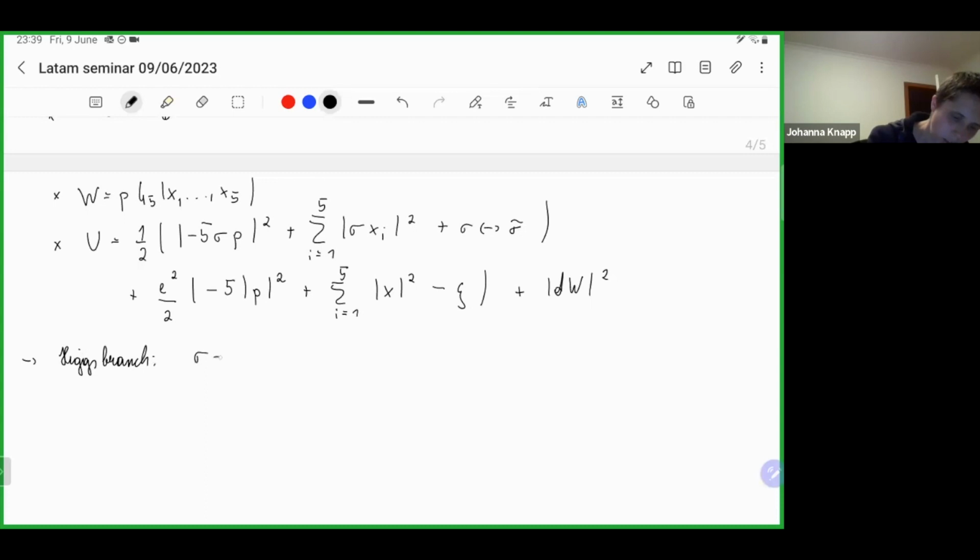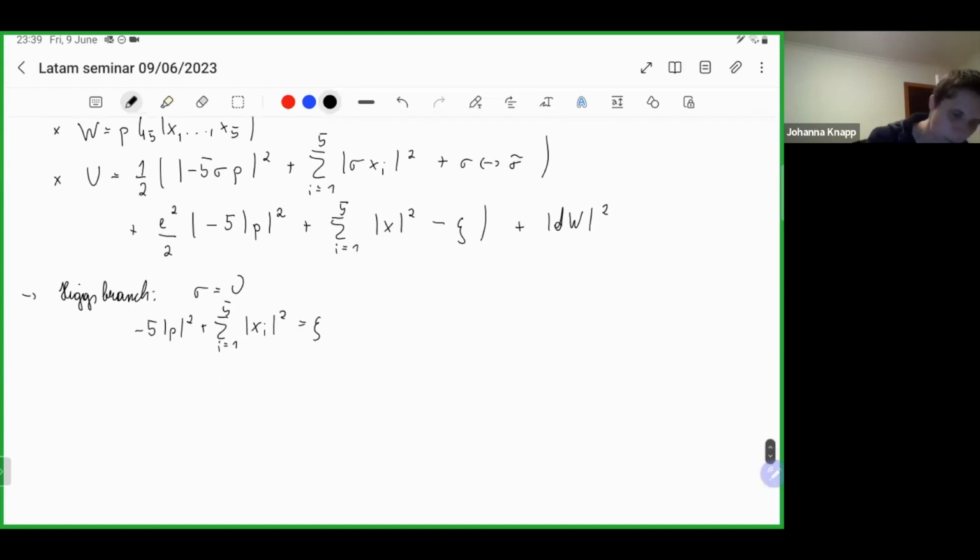So we have sigma equals 0, which kills the first line, and the second line becomes, we have to solve -5 p squared plus the sum over i equals 1 to 5 of xi squared equals zeta. Zeta is a real parameter, remember. And then for the critical locus of W, the P derivative gives us one equation, namely the degree 5 polynomial has to be 0, and then the X derivatives give us 5 more equations, like this. So this is the set of equations that we have to solve: one D term equation and 6 F term equations.